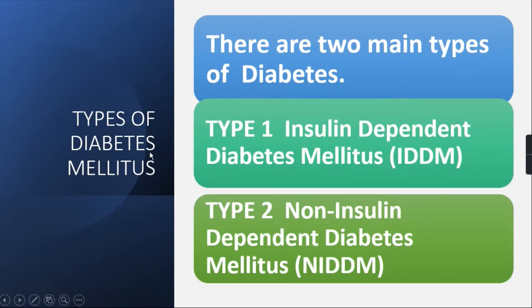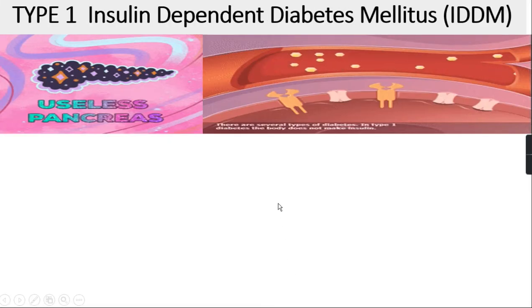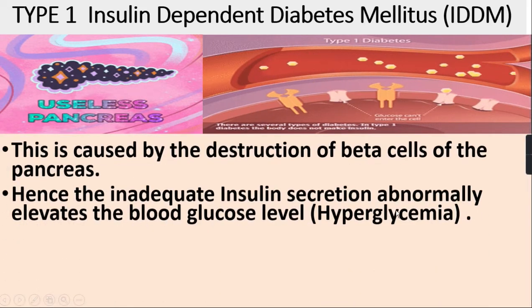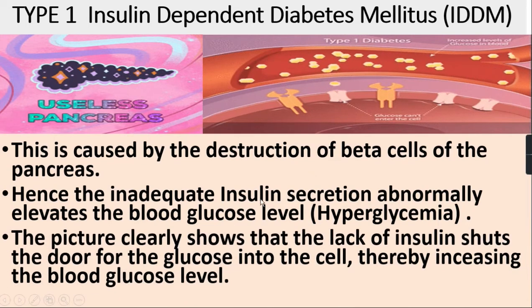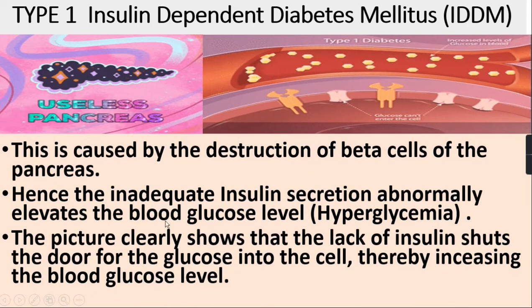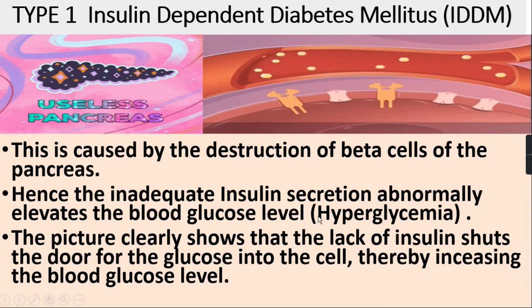Types of diabetes mellitus. There are two main types of diabetes. Type 1, insulin dependent diabetes mellitus. Type 2, non-insulin dependent diabetes mellitus. Type 1 insulin dependent diabetes mellitus is caused by the destruction of beta cells of the pancreas. Hence, the inadequate insulin secretion abnormally elevates the blood glucose level.